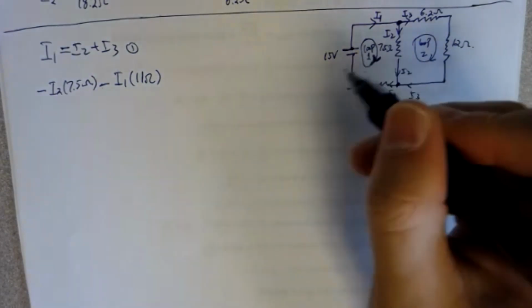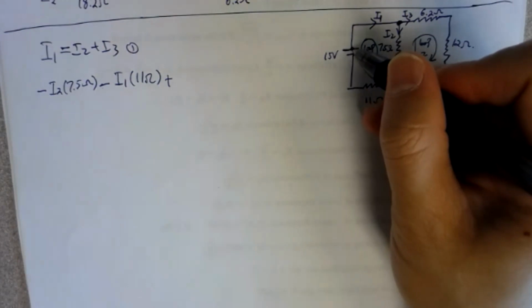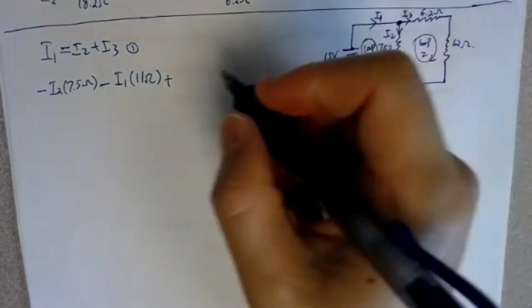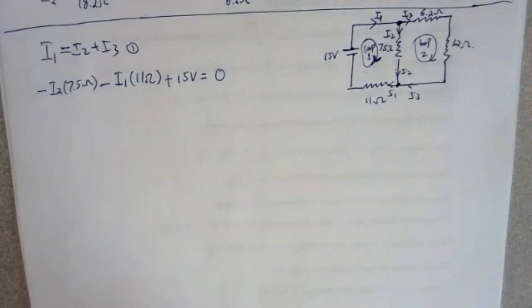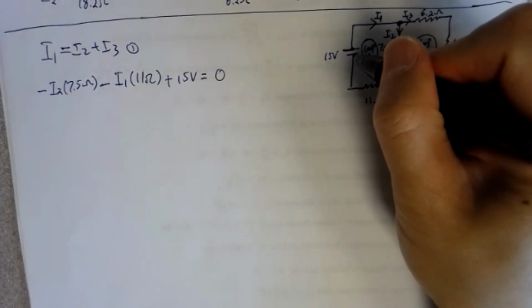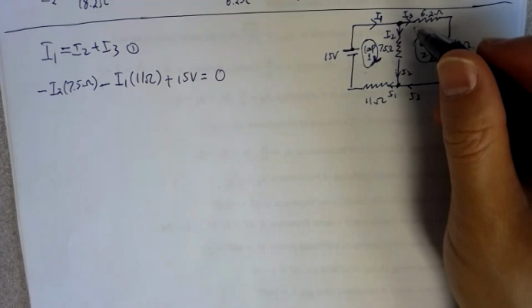Now across the battery, if you go from the negative terminal of the battery to the positive, then the potential increases, so that's plus 15 volts. And going back to point B, that is equal to 0. If you are going from the positive terminal of the battery to the negative terminal, then you get negative, so you would have minus 15, okay.